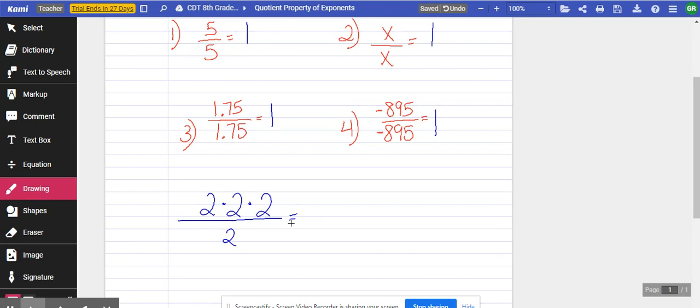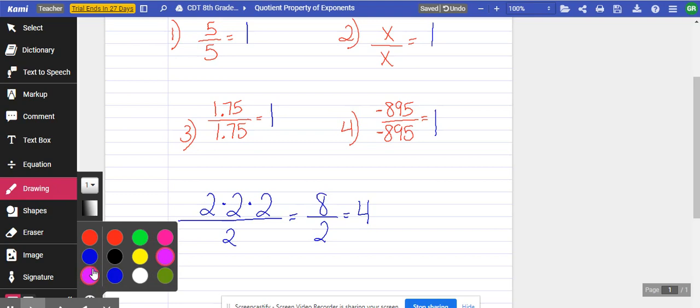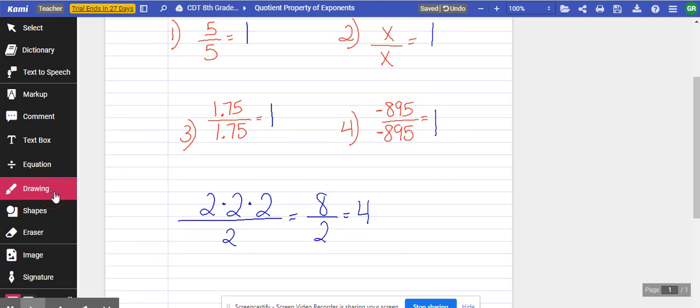Okay, so you might have done this one of two ways. You might have said 2 times 2 times 2 is 8, and then on the bottom we just have 2. And 8 divided by 2 is 4. Or some of you may have looked at this as, oh, well, anything that's over itself is 1. And since I'm multiplying in my numerator, I could say that this is 2 over 2 times 2 times 2. Well, 2 over 2 is 1. So I can just cross this out and think of this as 1 times 2 times 2. Well, 2 times 2 times 1 is 4. Either way, you get the same answer.